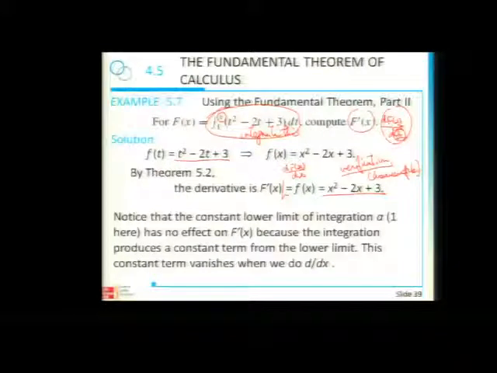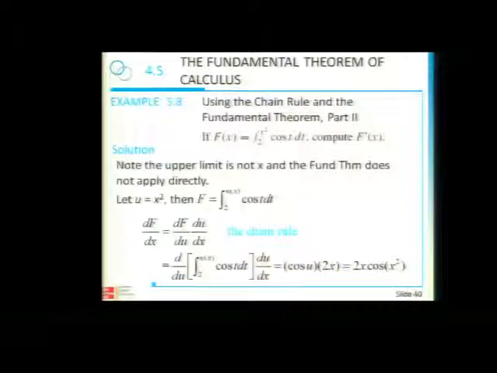Okay, so this becomes a function of u. Therefore, f(t) is cosine t. So what is f(u)? It's just cosine u, isn't it? So cosine u is here. All right? So this is the differentiation of the integral. This comes from the fundamental theorem, cosine u.